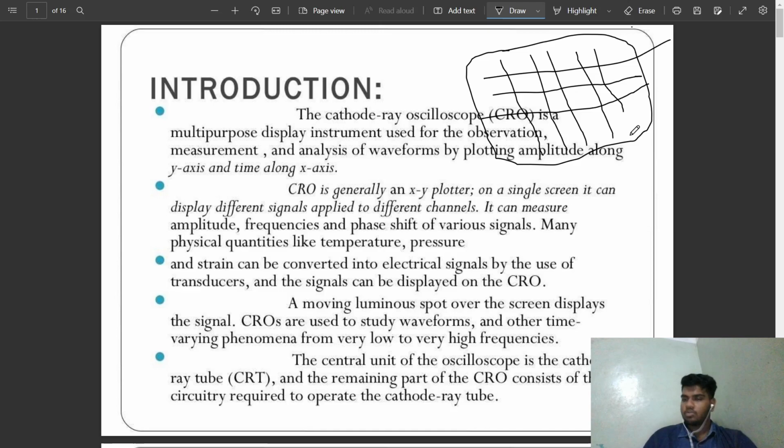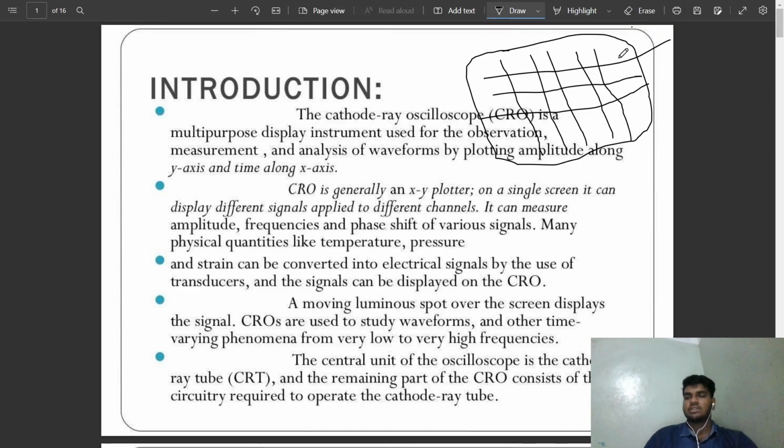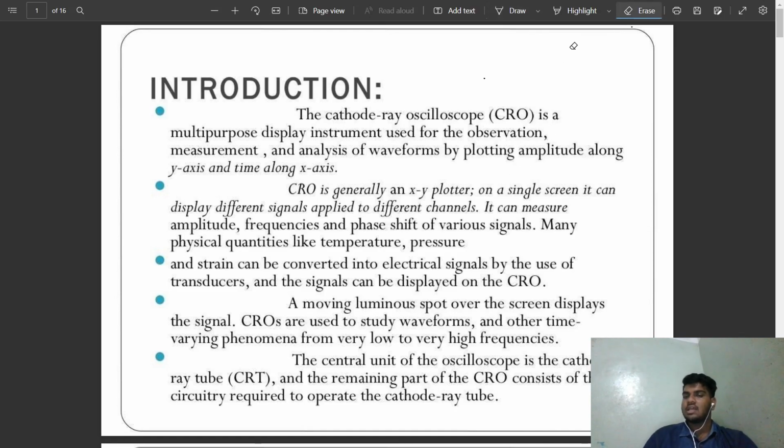A digital oscilloscope is generally a cathode ray oscilloscope, but it has more than one channel, and the values of the frequencies and amplitudes are just given by it. We don't need to check it for taking the output. It will be predetermined when we just connect it. So here the moving luminous spot over the screen displays a signal. We'll get into that part later.